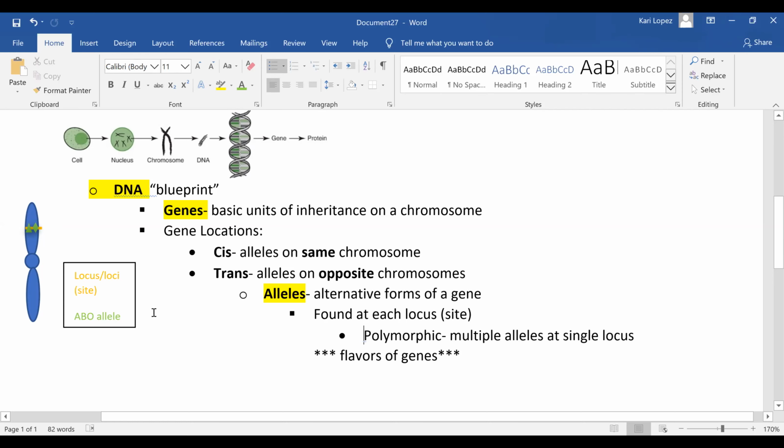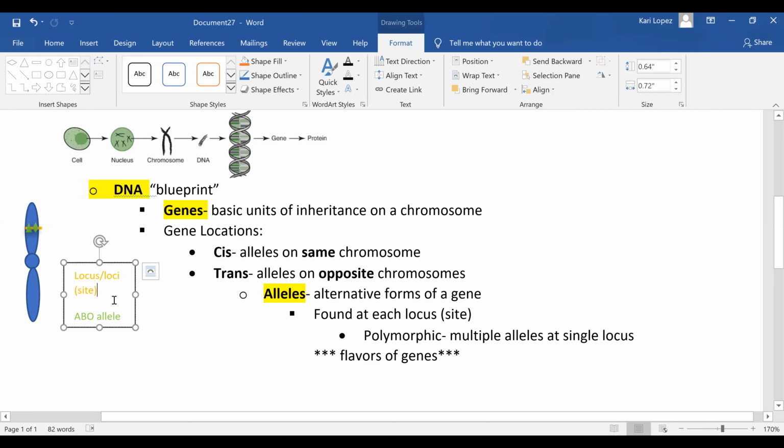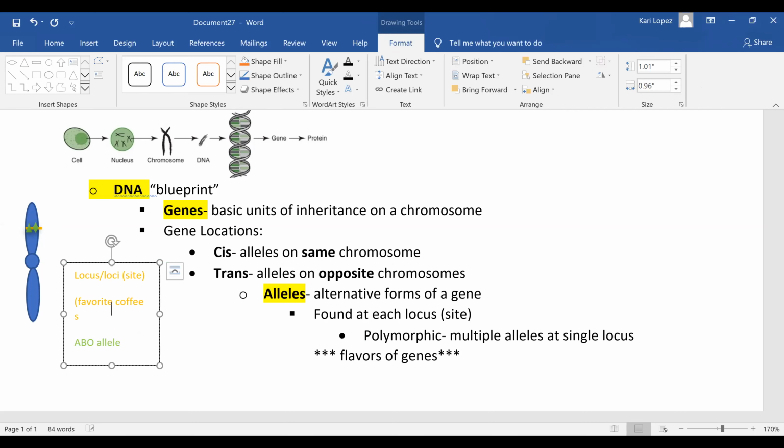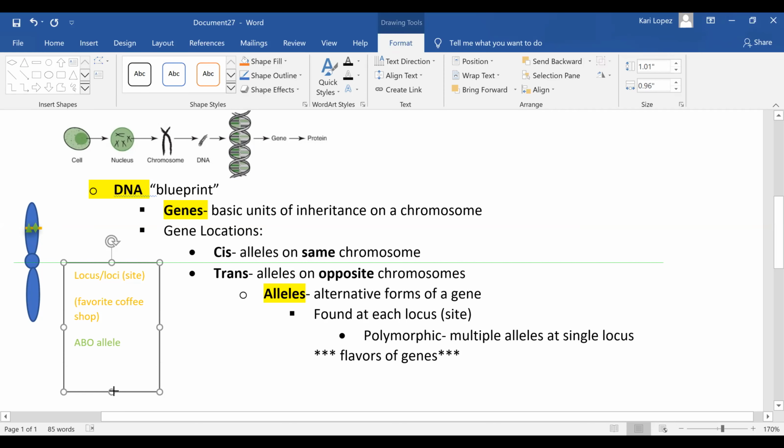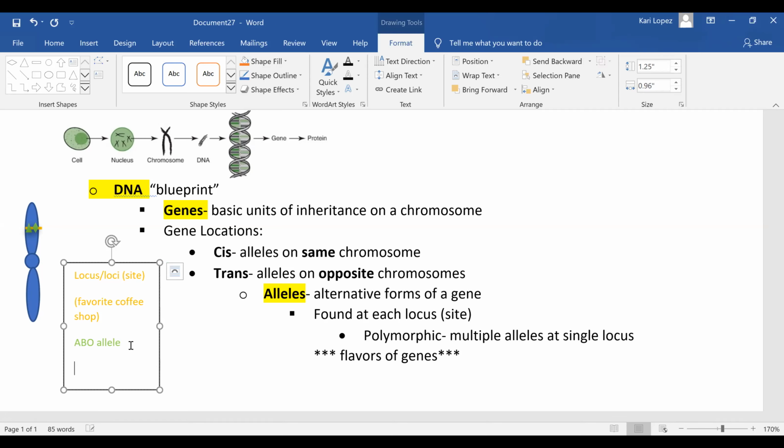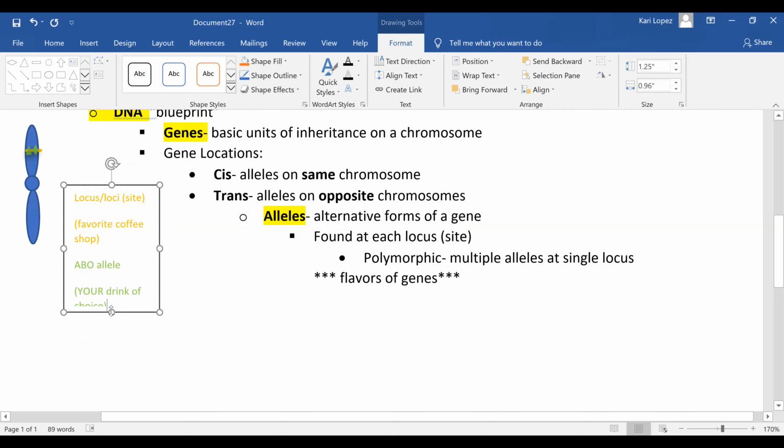So there's more variation for alleles. And like I said, your locus or site would be like your favorite coffee shop, and then your ABO or allele would be your daily drink, or I guess, your drink of choice. Does that make sense? Yeah.